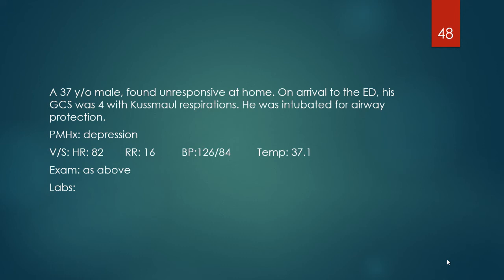Another case, a 37-year-old male, unresponsive at home. On arrival to the ED, his GCS was 4 with Kussmaul respiration. He was intubated for airway protection. Past medical history, depression. Heart rate 82, respiratory rate 16, blood pressure 126/84, temperature 37.1. On his exam, the only positive finding is his Kussmaul respiration, and the GCS of 4.